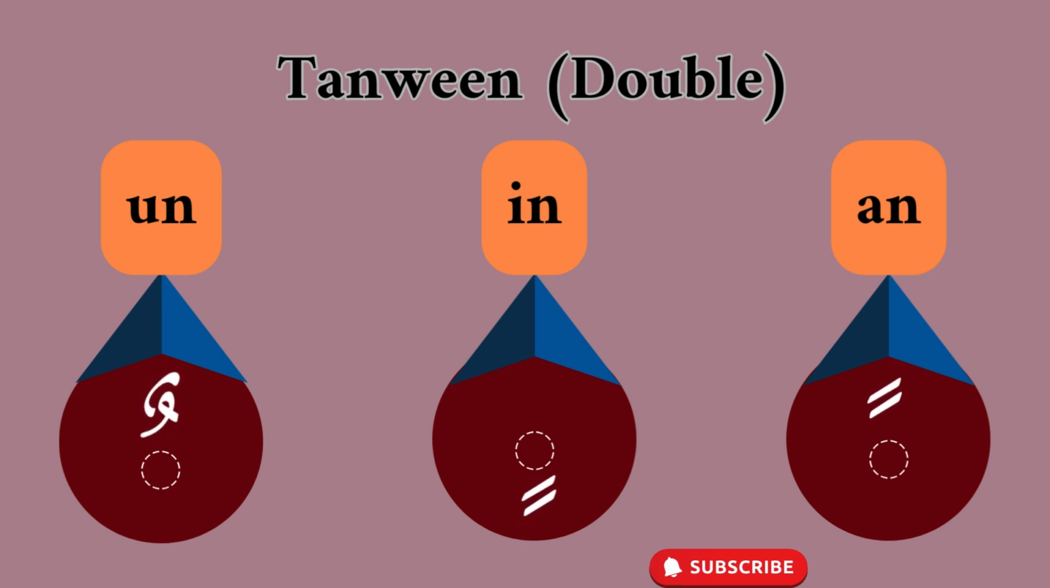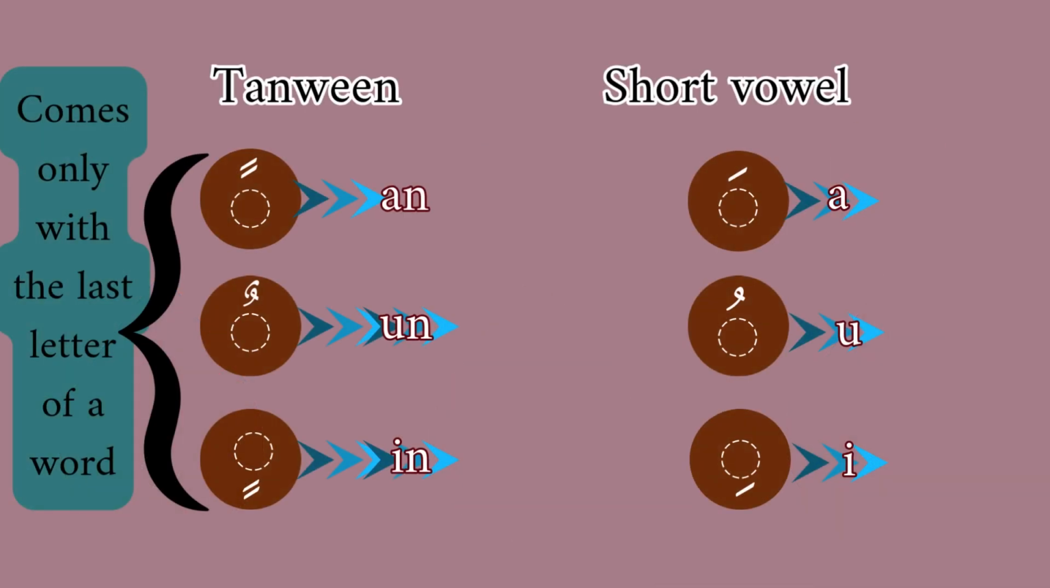These three Tanween symbols come only with the last letter of a word. It never comes in the beginning or in the middle of a word. It comes only at the end of the word, right? So now, single fatha on a letter gives an a sound, whereas this double fatha gives an an sound, right? Single damma on a letter gives a u sound, whereas double damma gives un sound. Single kasra gives an i sound, whereas double kasra gives in sound, right?